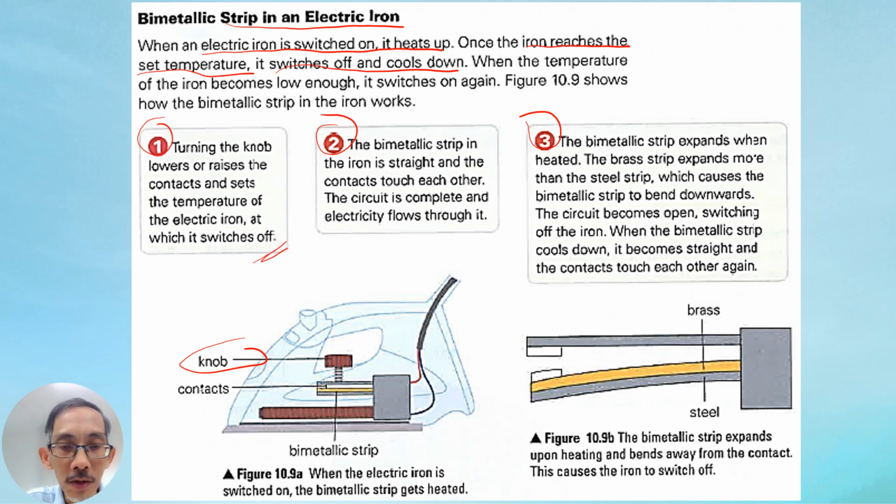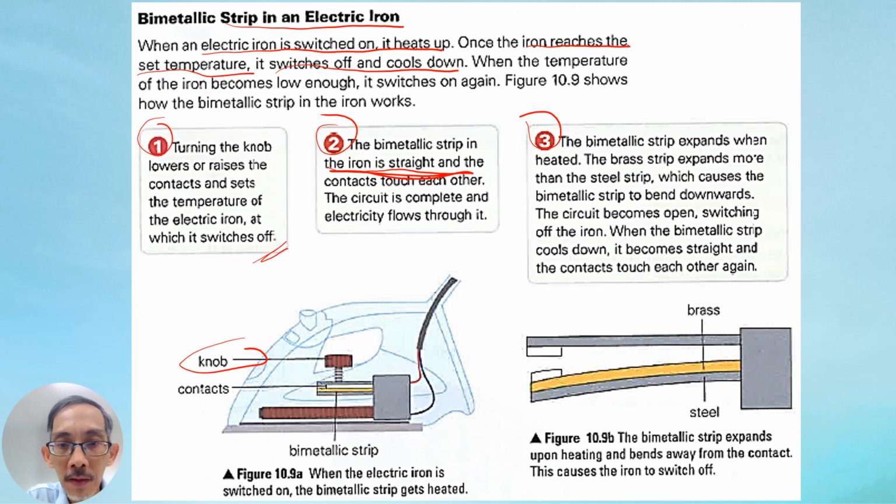Now what you see in point number 2, or the second box, is that inside the iron, the bimetallic strip before the iron is switched on is actually straight. It has not expanded, or it has not bent, at the beginning. This is just to highlight this point. So as you switch on, electricity causes heating to occur, and then point 3 will explain to you. So let's look through it in a bit more detail.